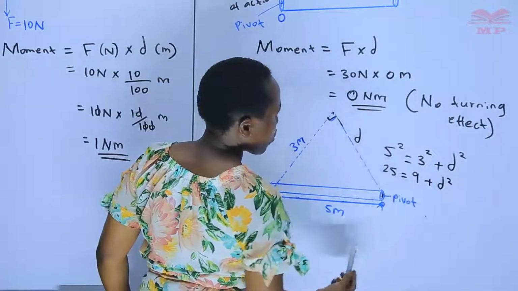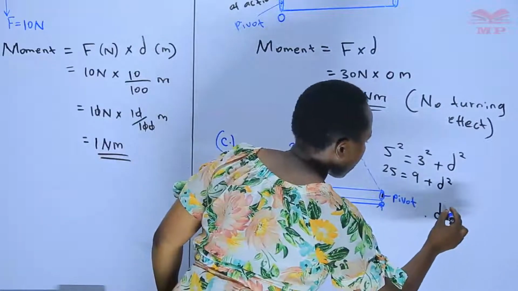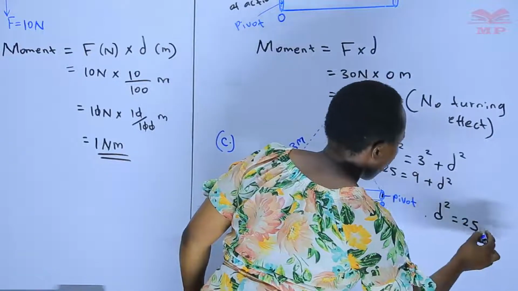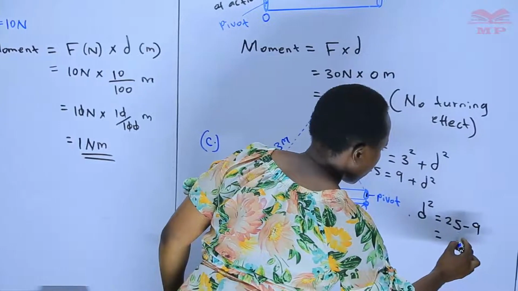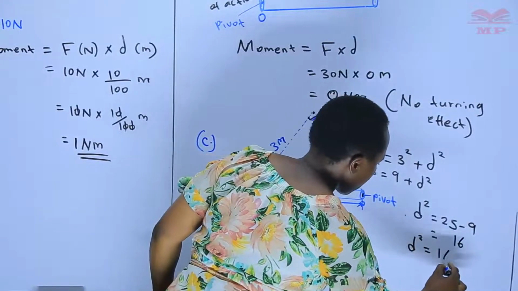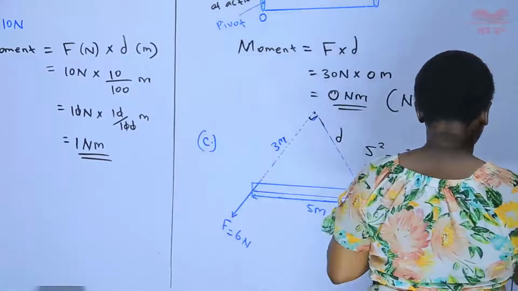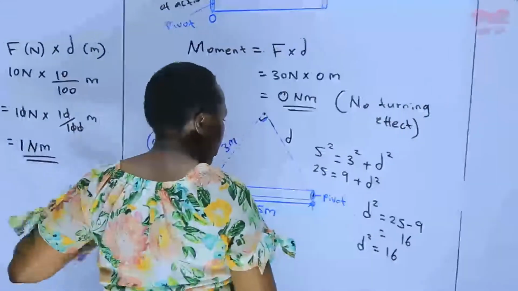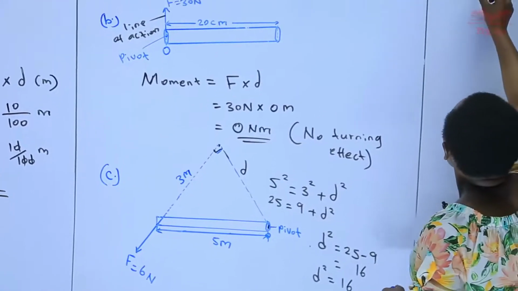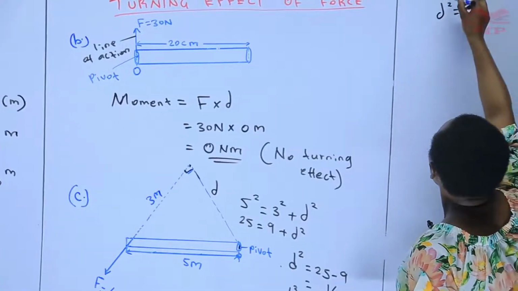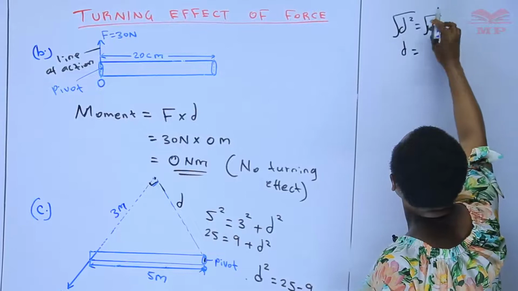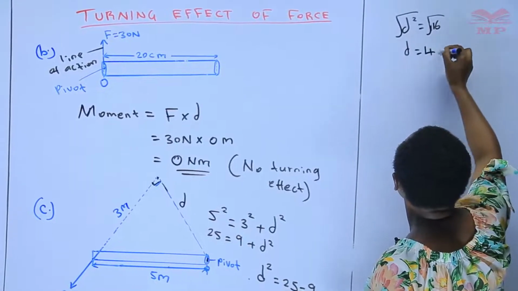So when we make D squared the subject, we are going to have that D squared will be equal to 25 minus 9, which is 16. So our D squared is equal to 16, and therefore if we have D squared to be 16, then we can find the value of D. So D squared is equal to 16. We find the square root on both sides. So our D will be equal to the square root of 16, which is 4.